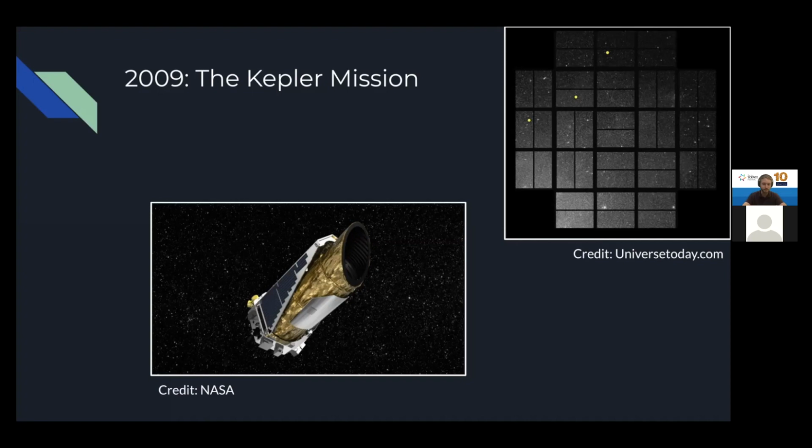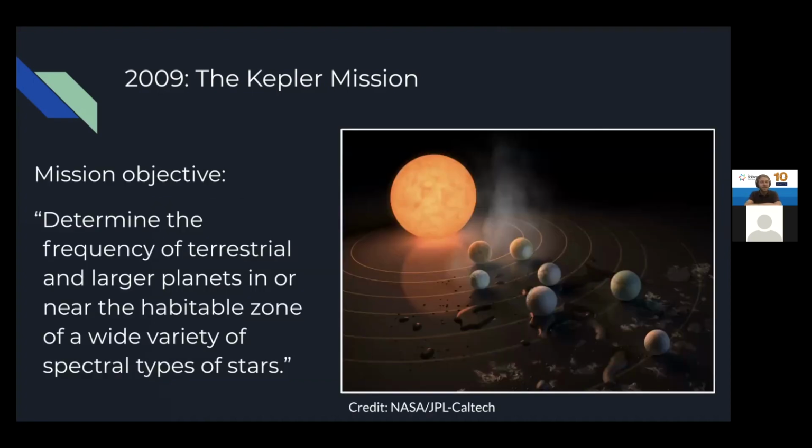And what was its mission? Quote, "determine the frequency of terrestrial and larger planets in or near the habitable zone of a wide variety of spectral types of stars." Whew. That's a lot of words, and I'm going to break it down a little bit. Basically, the Kepler mission's goal was to look for Earth-like planets and determine how common those planets are in the galaxy more broadly. It was trying to figure out, are Earth-like planets very common or are Earth-like planets very rare?